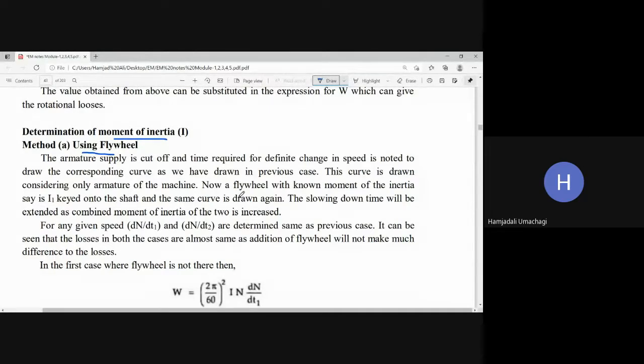So what is the increase in time now? Earlier it was 4 seconds, and now after adding the flywheel to the armature shaft, it will take more time to stop the machine. From 4 seconds going to 6 seconds means there is an extension of the time for the resting of the motor. Yes or no? Yes, sir.